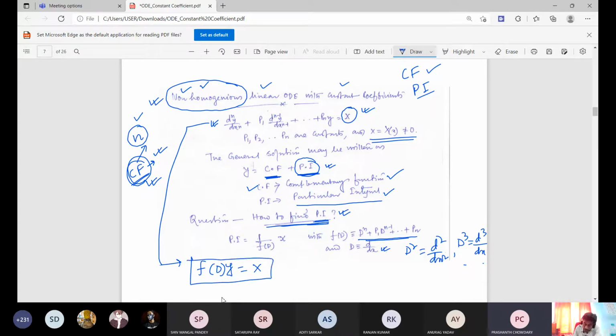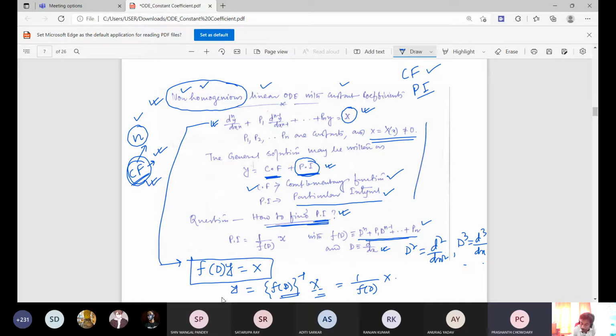The differential equation in terms of this operator F(D), defined here, is F(D)y equals X. That means you are operating F(D) on y to get X. So the question is how to find y. You can imagine it as the inverse of F(D): you have to operate this inverse operator on X. That means you have to find 1/F(D) of X.